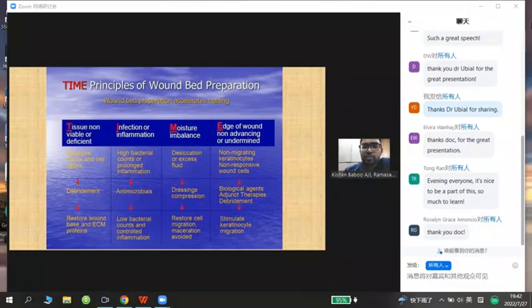Your moisture imbalance. So for the wound to heal, the moisture should be balanced. If it's too dry, you'll start having necrotic tissue. You'll start having dryness of your foot tendons. And also if it's too wet, it causes maceration and increases the bacterial load. And also the edge of the wound should not be non-advancing or undermined.